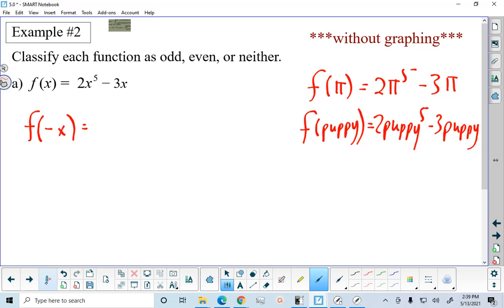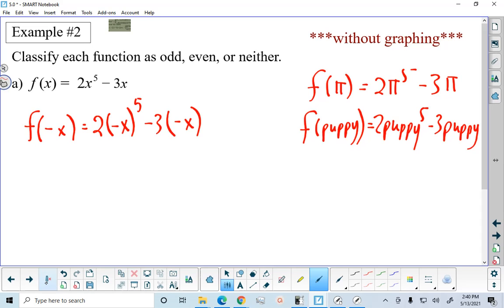And the point I want to make here is that f of a thing is the result of putting that thing in for x. So f of negative x is 2 times negative x raised to the 5 minus 3 times negative x.